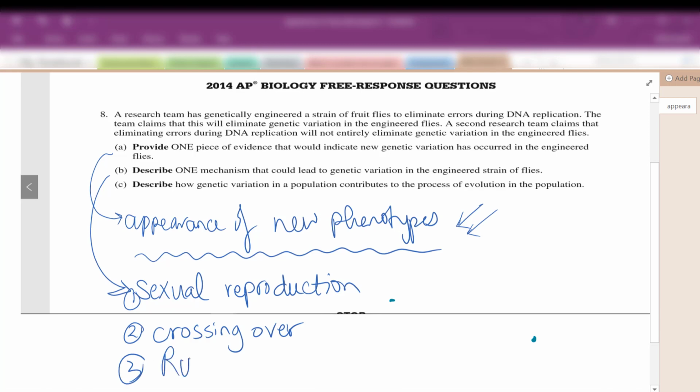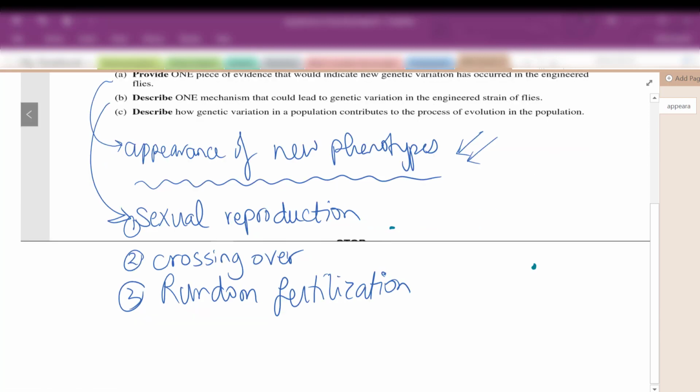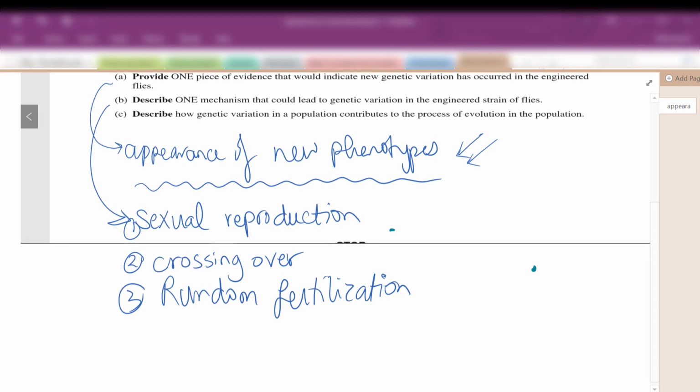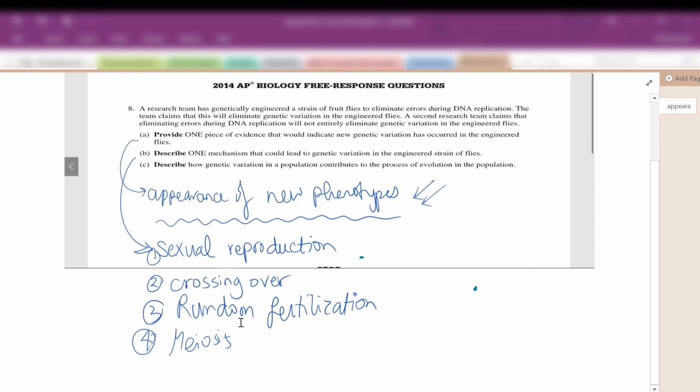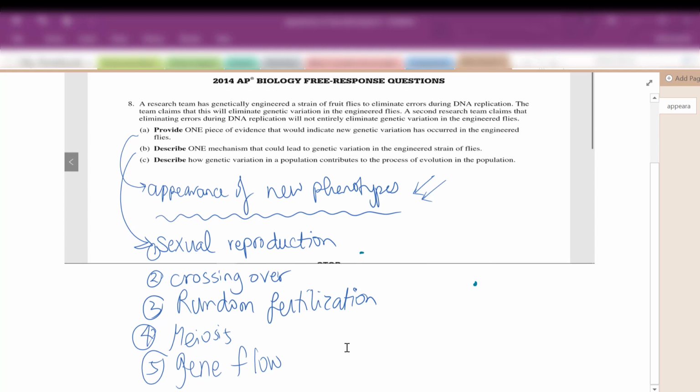Number 3 is random fertilization. So random sperm will fertilize random eggs every time. So that also results in genetic variation. Number 4, you can also just talk about meiosis and how it itself is a process that produces new combinations of alleles and traits. So we mentioned crossing over, random fertilization, meiosis. You can also talk about gene flow. So basically immigration. When these flies fly to different regions, they will mate with different flies, and that will also cause genetic variation.